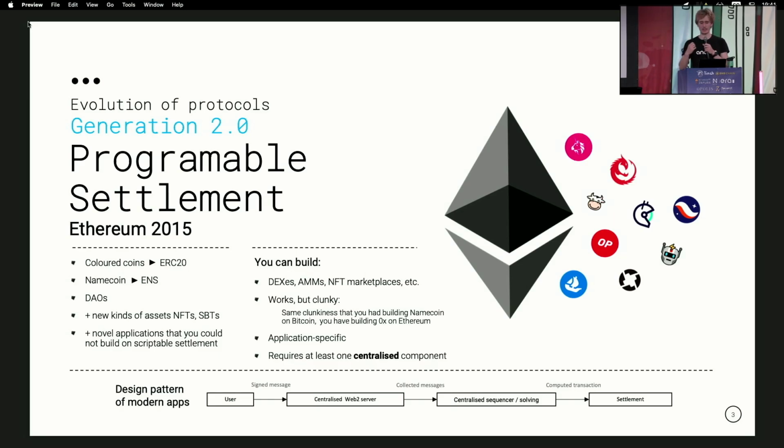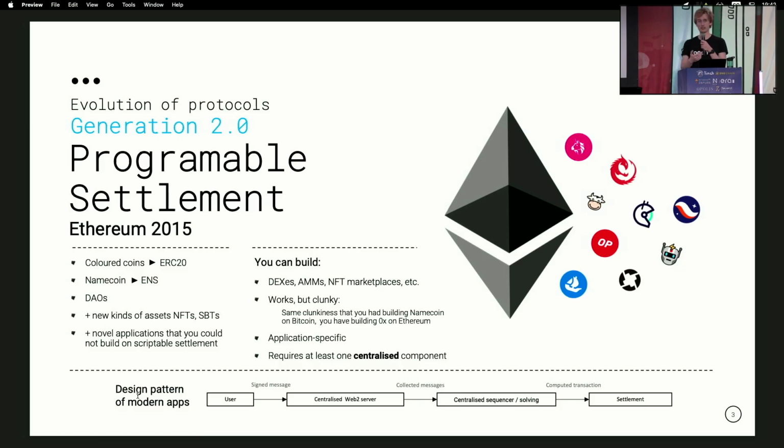Because generally speaking, all existing applications require at least one centralized component. Because the modern design pattern of dApps is really that users don't have transactions, users have signed messages. Because if you want to, for example, do a trade, I don't have a transaction that's executable on chain, I have a partial state transition that goes from A to B. I don't have a thing that also takes the other side and that's directly executable on chain. So, for example, in the case of OpenSea, the way this works is that the user has a signed message.